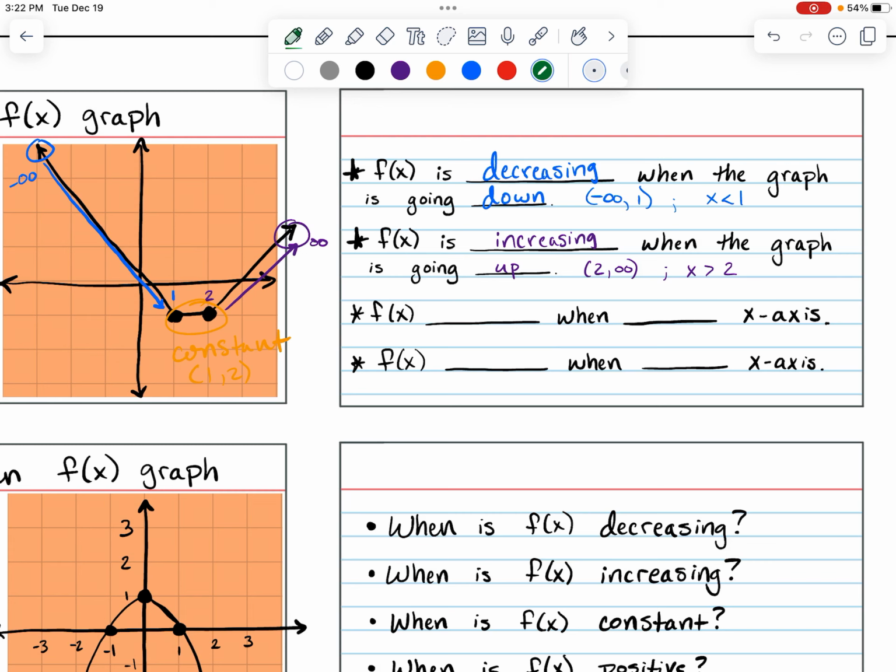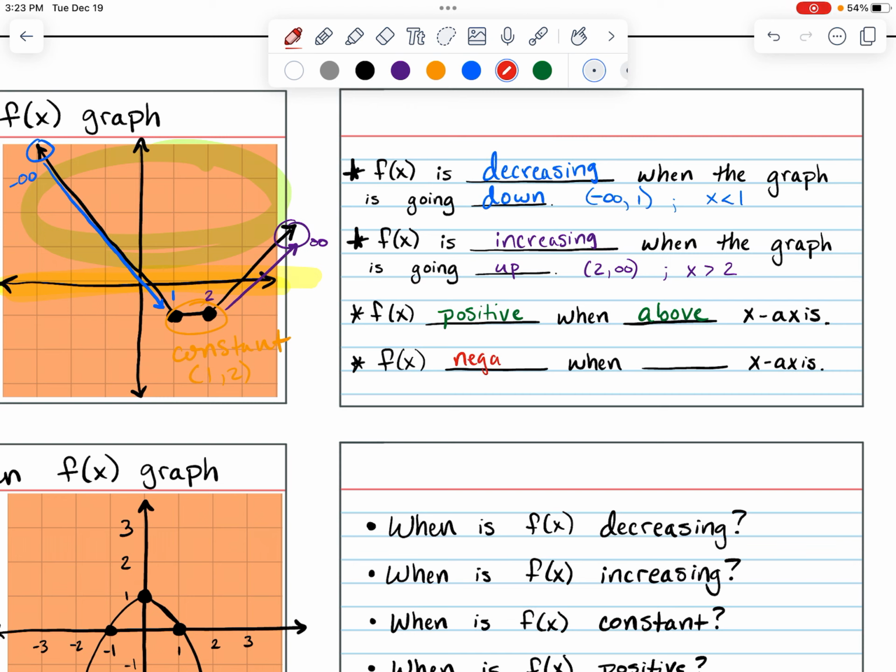All right, let's look at these other blanks that we have. So let's say we're going to say that f of x is positive when we are above the x-axis. So again, here's our x-axis, the horizontal line. So we are positive when we are above the x-axis. Okay, all of our y values are positive up there.